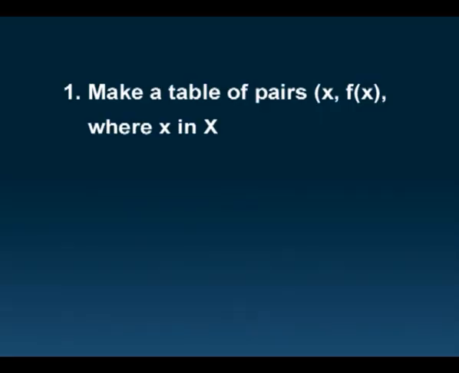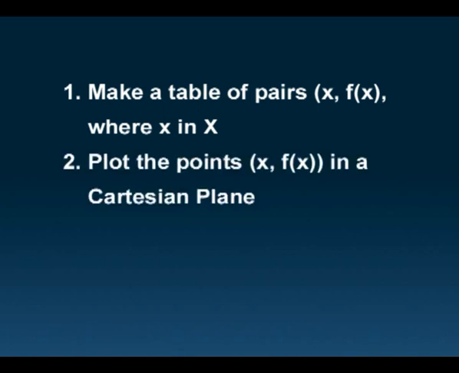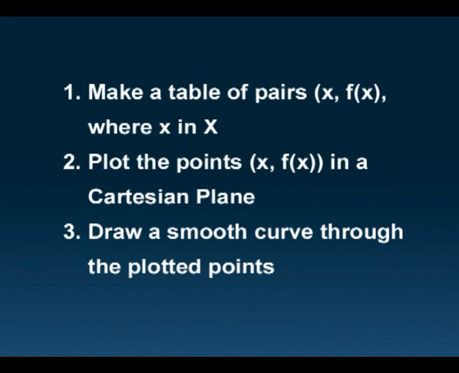Usually, to draw the graph of a real valued function of real variable, we follow 3 steps. 1. Make a table of pairs (x, f(x)) where x in X. 2. Plot the points (x, f(x)) in a Cartesian plane. 3. Draw a smooth curve through the plotted points. For example, to draw the graph of f(x) = x² defined on the interval [-3, 3], here the values of x are from the interval [-3, 3].